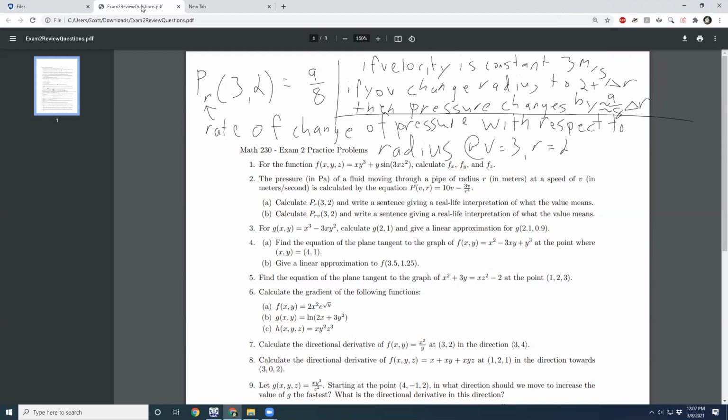So essentially the 9/8 is the rate of change of pressure as radius is changing? Yes, exactly. P sub rv is even stranger.